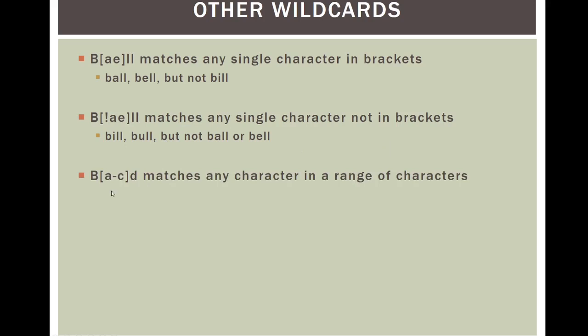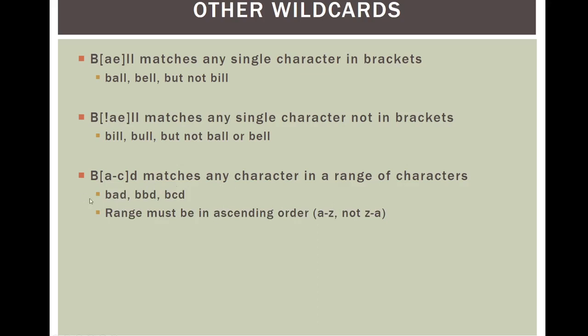All right. So here we have another play off of this. It matches any character in a range of characters, and these are in order. Basically, when the computer goes through this, it actually sees an ASCII value for A and C, and they are in order. So if I were to say B, A to Z, it would match any letter that fell within that. So Ball, Bell, Bill, whatever.